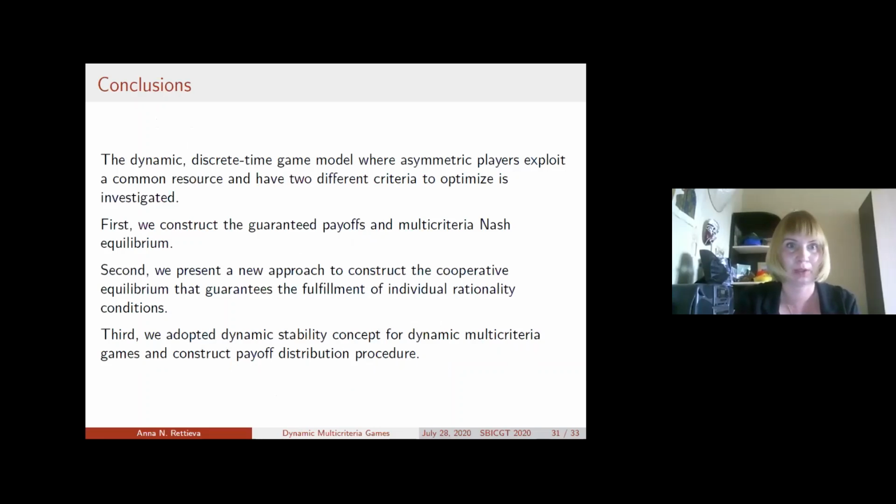So here is some conclusion. What we did, we considered an asymmetric discrete time game model with two asymmetric players with two different criteria. First, we constructed guaranteed payoffs and multi-criteria Nash equilibrium. Second, we present a new approach to construct the cooperative equilibrium that guarantees the fulfillment of individual rationality conditions. And third, we adopted this concept for dynamic stability concept for dynamic multi-criteria games and construct time-consistent payoff distribution procedure.